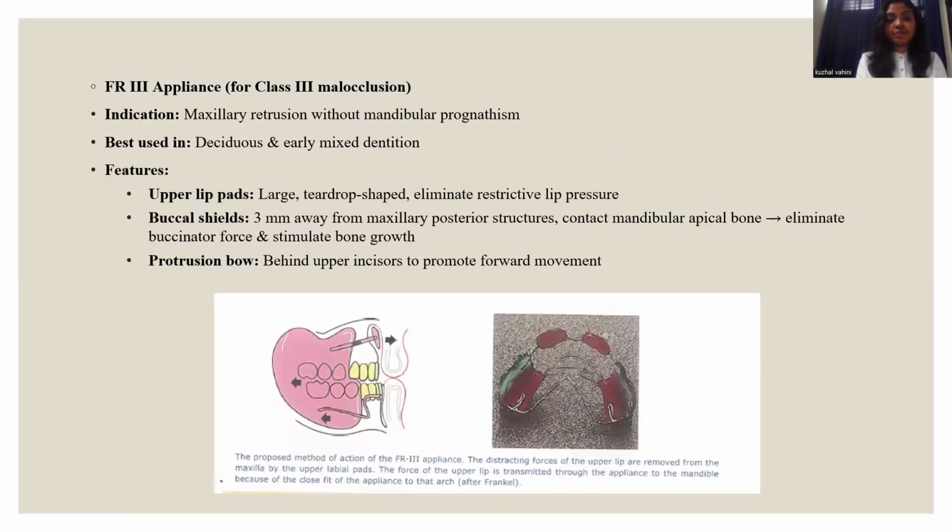This is Frankel 3, where we can see the buccal shield 3 mm away from the maxillary posterior structures, which contacts the mandibular apical base, eliminates the buccinator forces, and stimulates the bone growth. And the protrusion bow helps in the protrusion of the incisors.